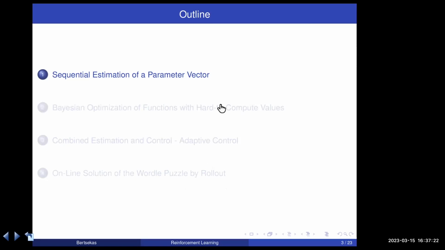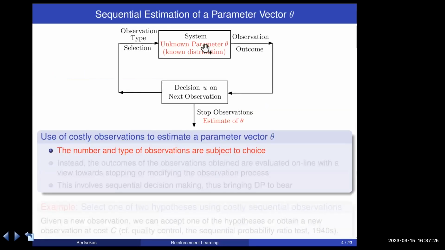So, sequential estimation of a parameter vector. We have a parameter vector theta, a multidimensional vector theta, which we want to estimate. And we want to use for this costly observations. The number and the type of observations are subject to choice. There may be several types of observations that we can use with different costs, and we want to decide on which ones to use. So we have some kind of a system here that involves an unknown parameter. The a priori distribution of this parameter is known.